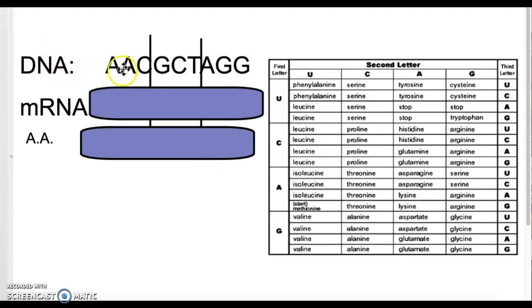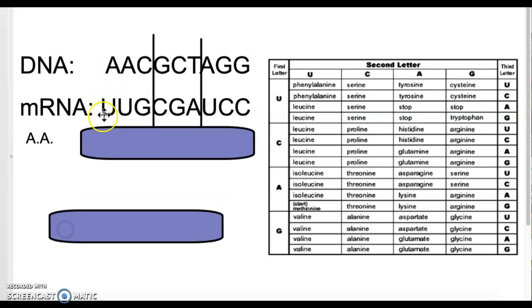So here's our DNA sequence: AAC, GCT, AGG. And you remember, we have to read the codon, so that means we have to read every 3 letters. We first have to figure out what our mRNA strand is. So A, what would be the nitrogen base? Can you pause and think? Why don't you pause and see if you can figure out the whole mRNA strand without me. All right, so it should be this: UUG, CGA, UCC.